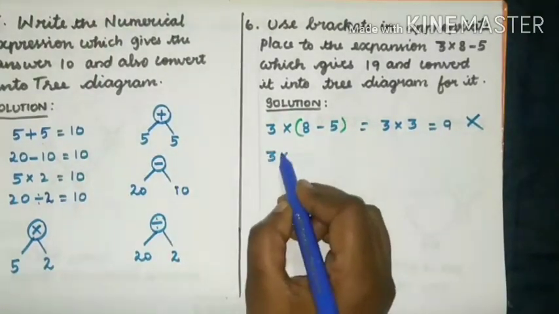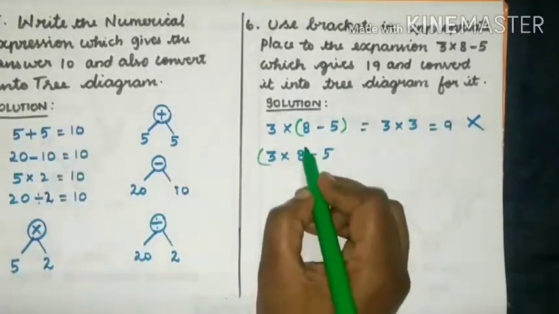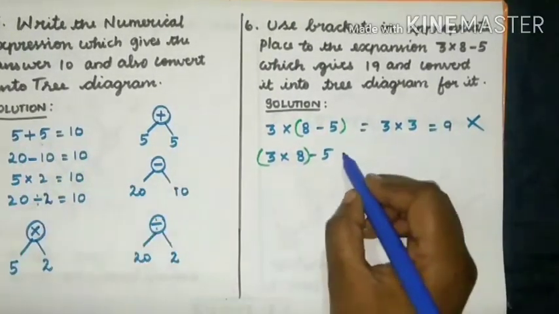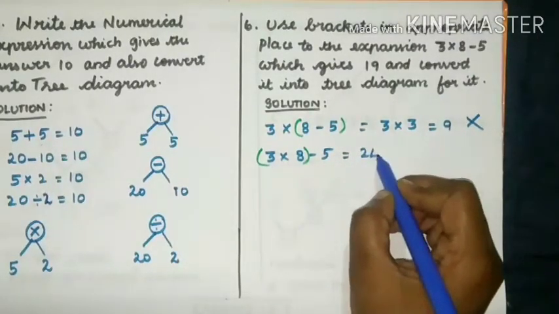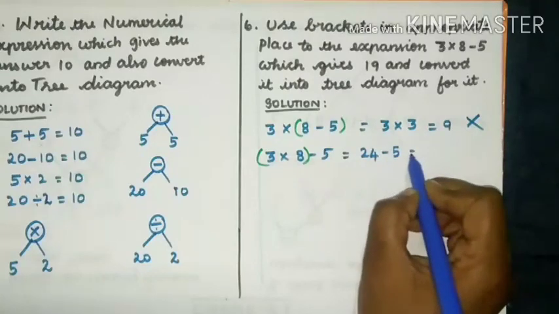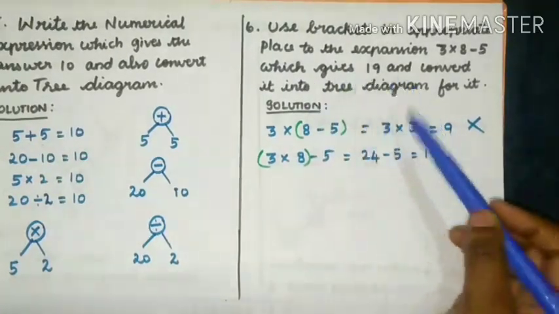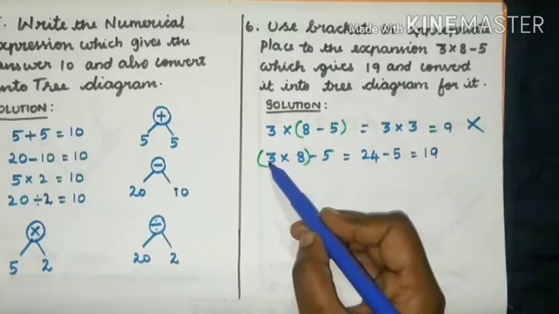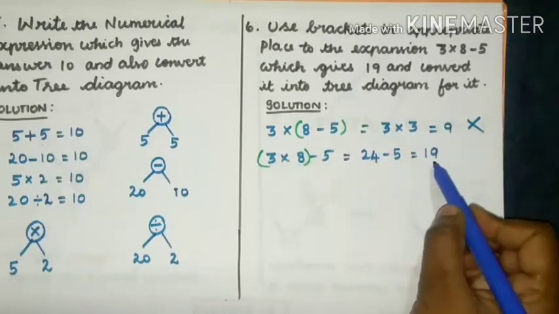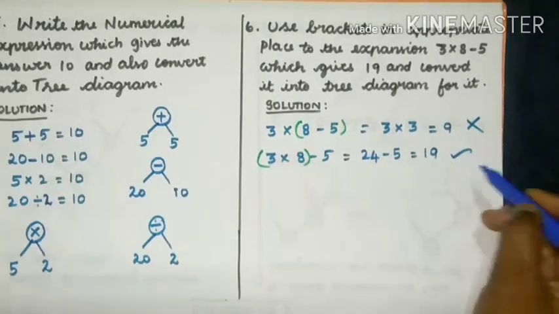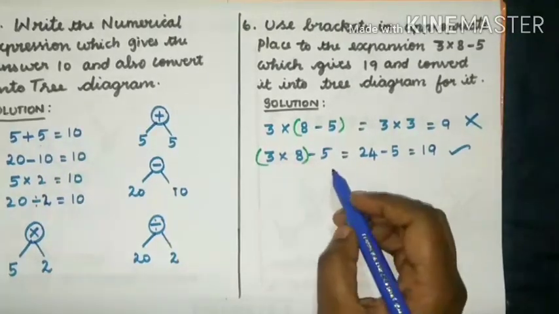Then, use bracket here, 3 into 8. First, you have to solve the bracket. 3 8s are 24. 24 minus 5 is equal to 19. See the question? We have to get the answer as 19. By using the bracket 3 into 8 minus 5, we will get the answer as 19. So, it is correct. Then you have to convert this into a tree diagram.